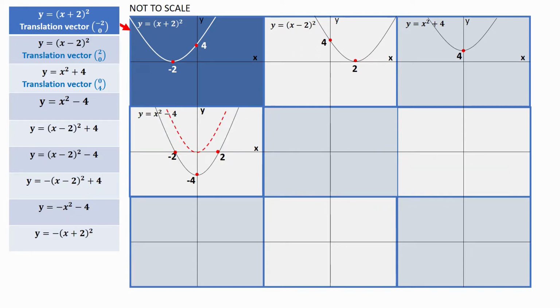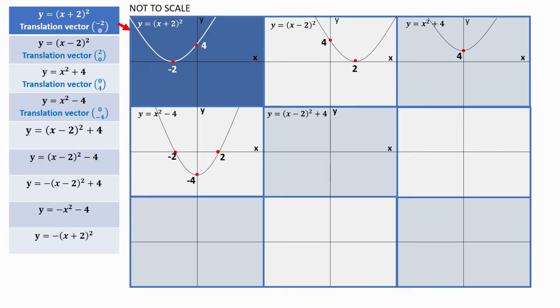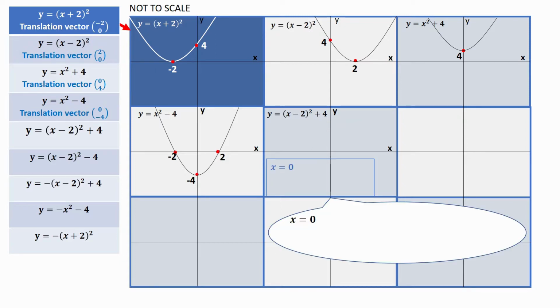Drawing y equals x squared. Each point has moved 4 units down. So the transformation is a translation with vector (0, negative 4). The next quadratic is y equals (x minus 2) all squared plus 4. When x equals 0, y equals (negative 2) all squared plus 4, which gives y equal to 8. And the point (0, 8) is plotted.